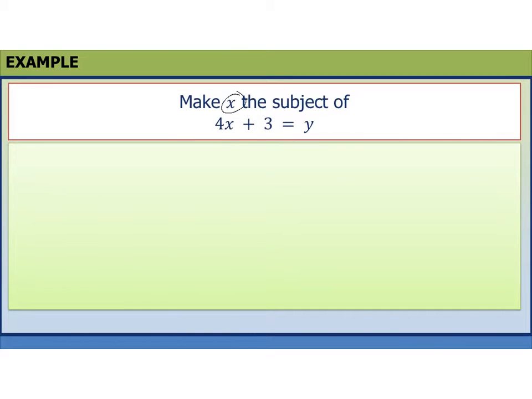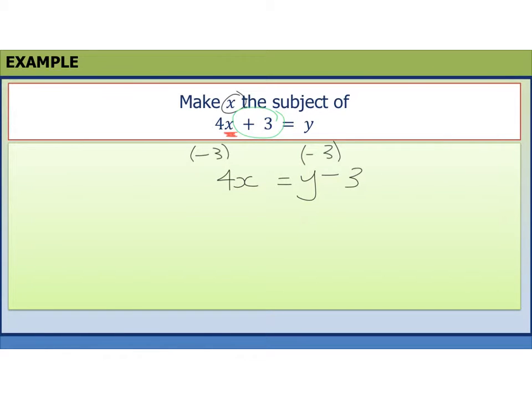I'm being told to make x the subject of this formula. So what I want to do is get x on its own and move everything else away. So I'm looking and I've got a plus 3. Now, just like you were doing when you were solving equations, if I want to do the opposite of plus 3, that's minus 3 from both sides. If I have got 4x plus 3 and I minus 3, I leave myself with just 4x. And on the right hand side, I've got y minus 3.